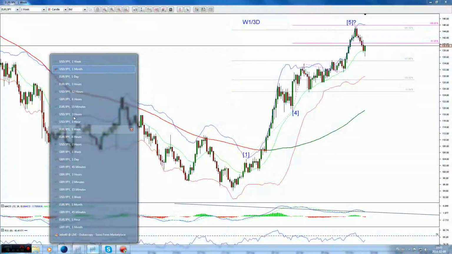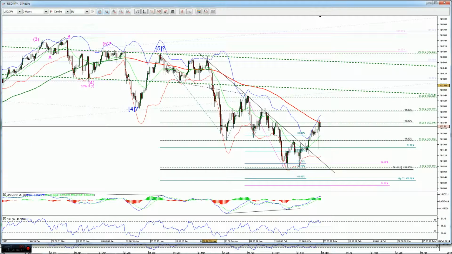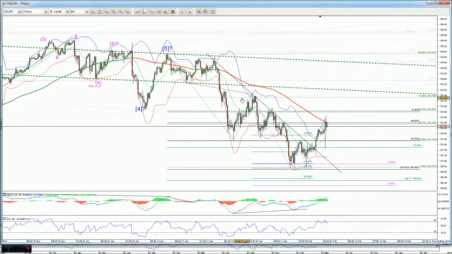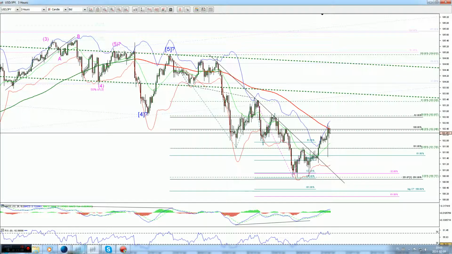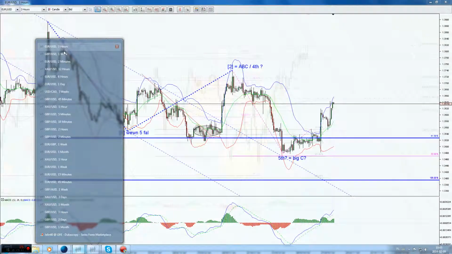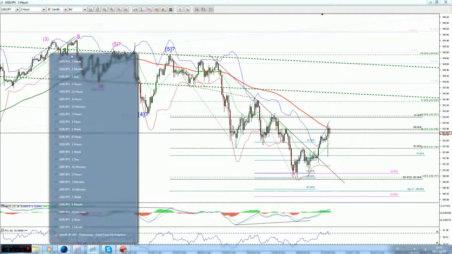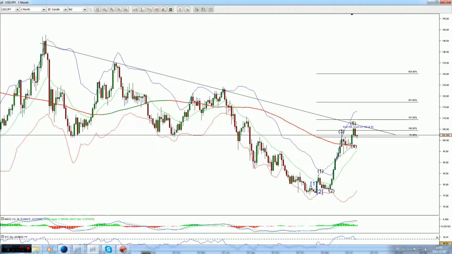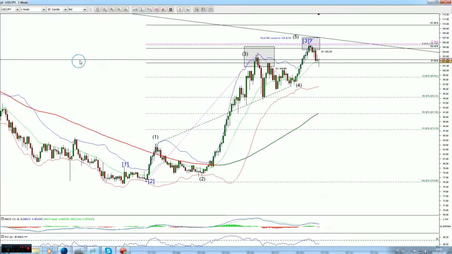And on the 3 hours chart, that's my count on the 3 hours chart. I think we had an A, B, and C for the final C wave. And this has ended in this area. So the market has started something new. Most probably a B wave on this monthly chart. On this, let's have the weekly. It's better to show it on the weekly.